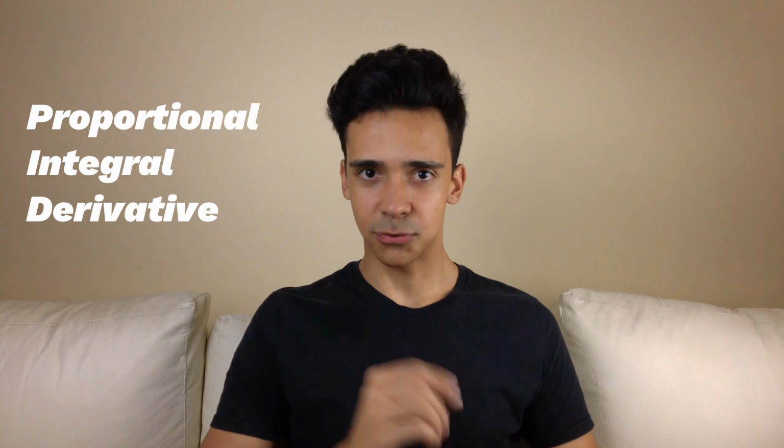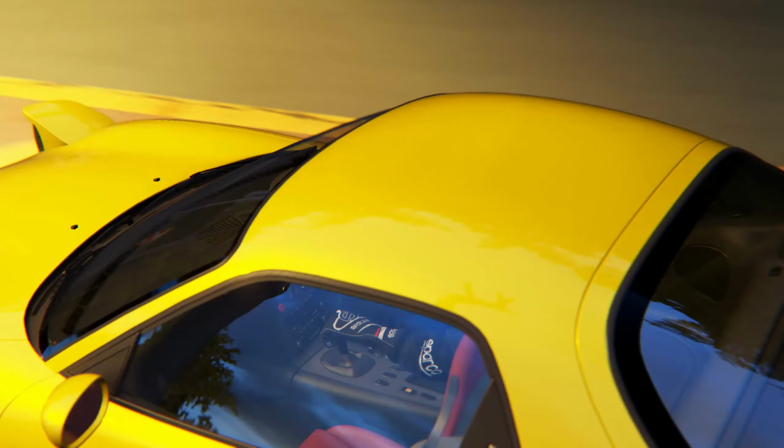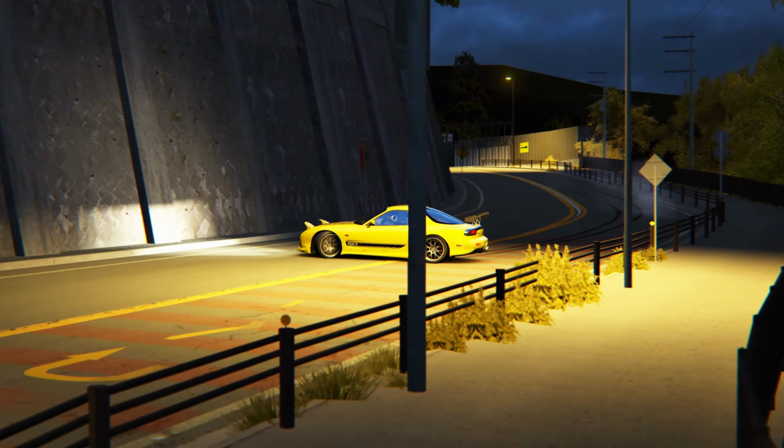What I had to do is somehow make it react quicker and earlier. Then it hit me. PID controller, Proportional Integral Derivative Controller. It's a fancy name, but it's what we're doing to control the drift car, only with a slight difference.